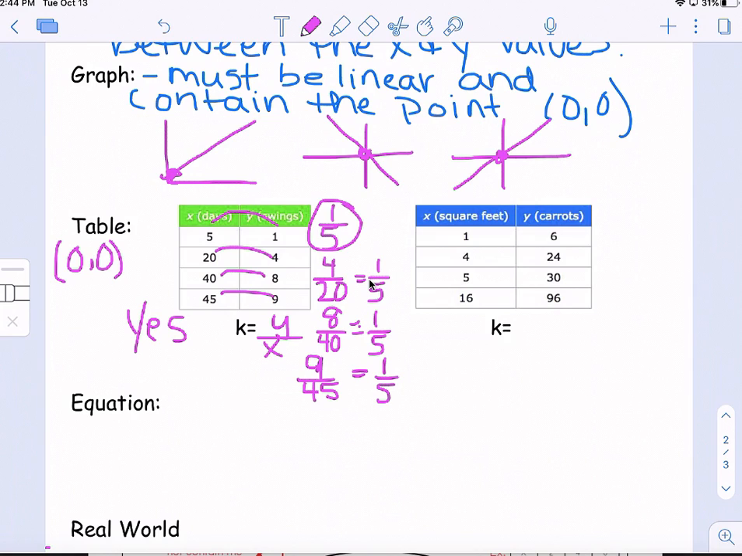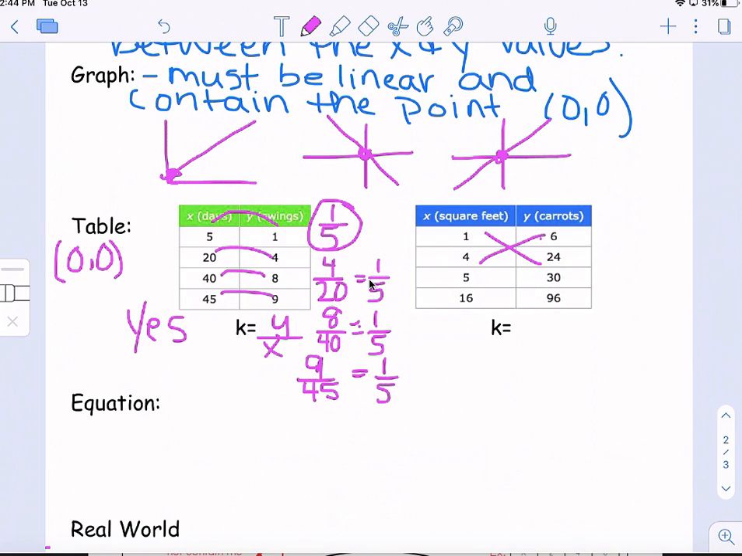So looking at this one, the easiest way is probably just to check your cross products. Again, because I don't see a 0, 0 in the table, but that doesn't mean it would not be included in the graph of this table. It's just not shown on the table. So I'm going to check the cross products. Well, 1 times 24 is 24, and then 6 times 4 is also 24. So these cross products are equal, so that would indicate that it's proportional.